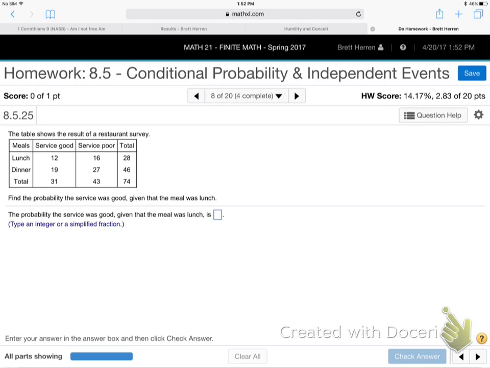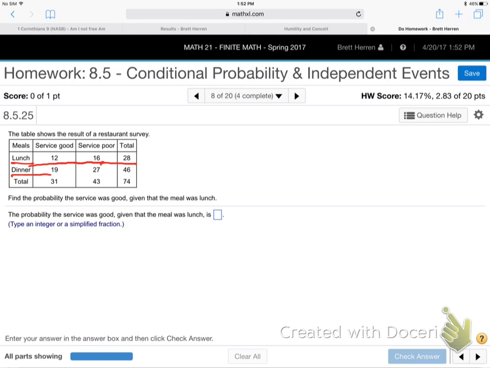Let's try this one. Now find the probability the service was good, given that the meal was lunch. Let's first get the hang of that big old table. Do you see what's going on in that table? This is at some restaurant. For lunch, 12 people thought the service was good and 16 thought it was poor. That's not so good, huh? 28 people came into the restaurant for lunch, and the majority weren't very happy with their service. 16 were unhappy, 12 were happy.